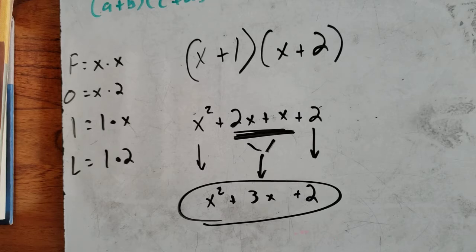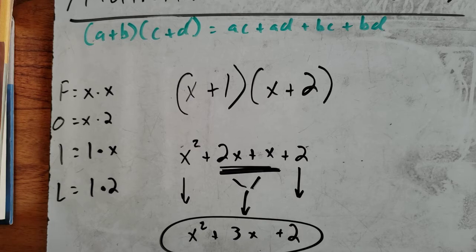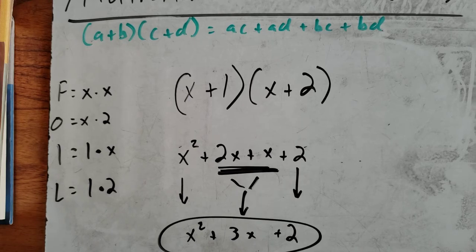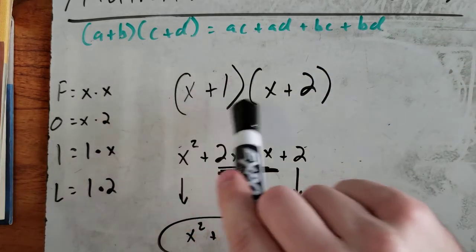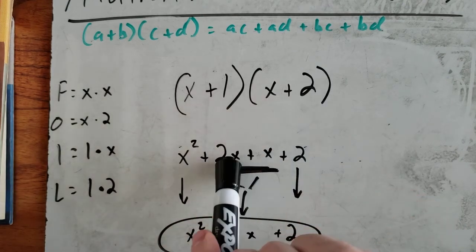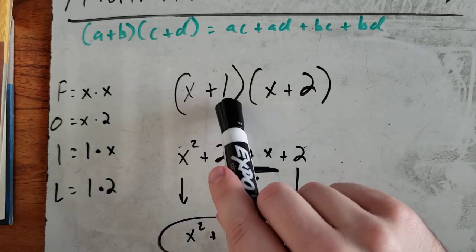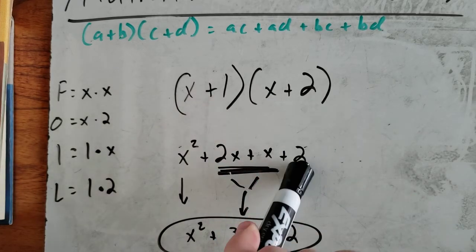Okay. So that's the whole thing in a nutshell, okay? And that's the first example. All right. First, x times x, squared. Outer, x times 2, 2x. Inner, 1 times x. Last, 1 times 2, 2.